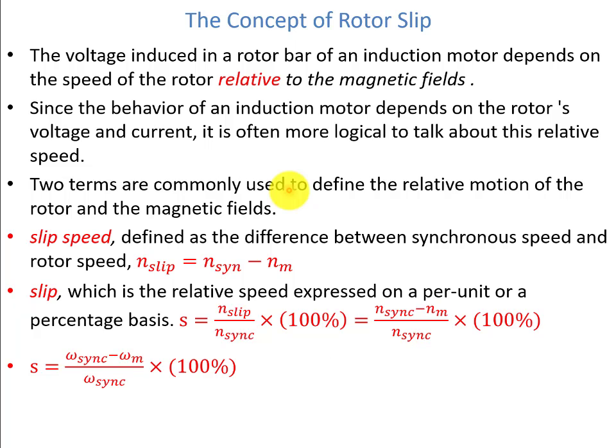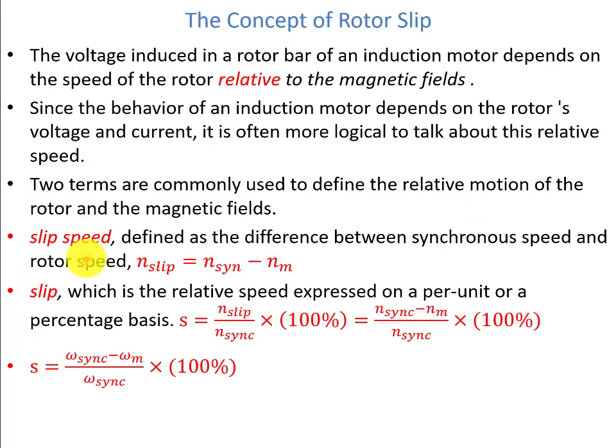So the relative motion between the synchronous speed and the rotor speed is actually known as the slip, or we call it the rotor slip. The voltage induced in the rotor of an induction motor depends on the speed of the rotor relative to the magnetic fields. Since the behavior of an induction motor depends on the rotor's voltage and current, it is often more logical to talk about this relative speed. So two terms are commonly used to define the relative motion of the rotor and magnetic fields.